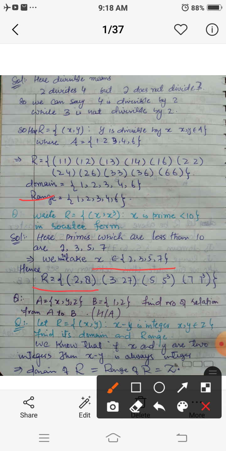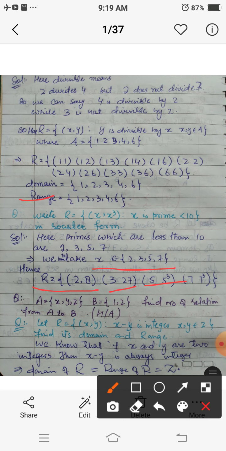So R equals: first prime is 2, that is 2 and 2 cube, that is 8. Then 3 and 3 cube, that is 27. 5 and 5 cube, that is 125. Similarly 7 and 7 cube. So this is the required relation in the tabular form.